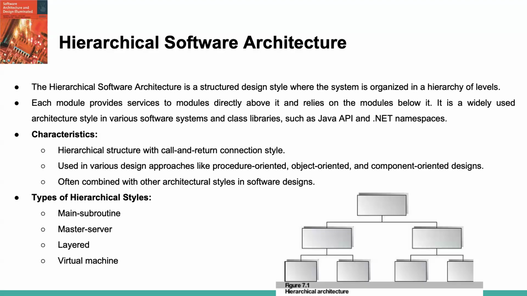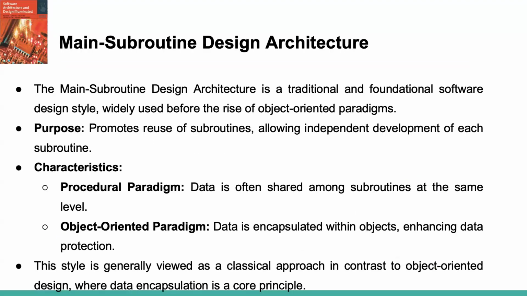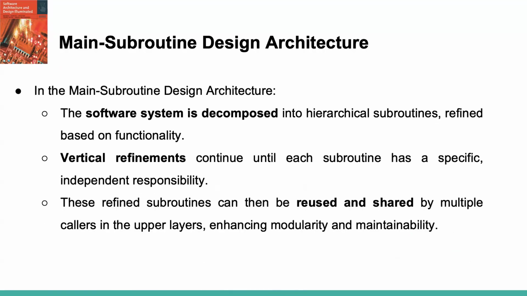Building on our understanding of the main subroutine design architecture, let's dive into how this design is refined and why it supports modularity and maintainability so effectively. In the main subroutine design architecture, the software system is initially decomposed into hierarchical subroutines. This means that the system is broken down by functionality, with each subroutine addressing a specific task. To ensure each part of the system has a clear responsibility, vertical refinements are made. This refinement process continues until each subroutine is fine-tuned to handle a distinct, independent responsibility.